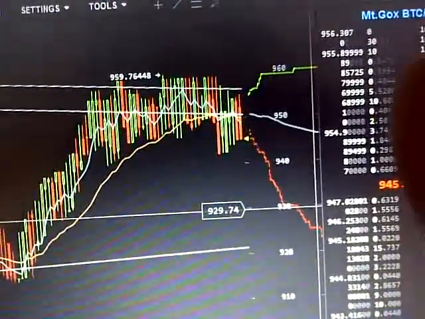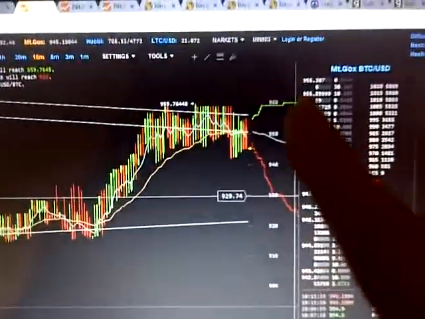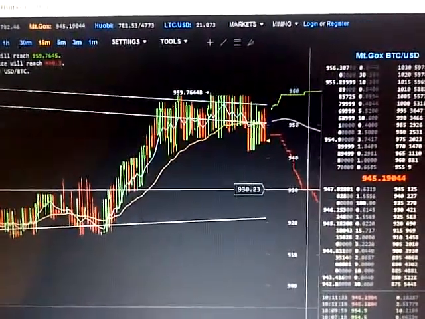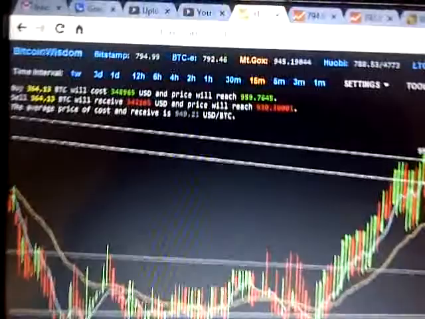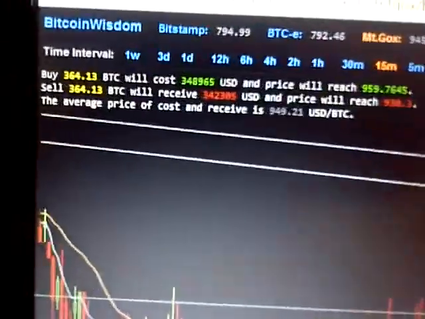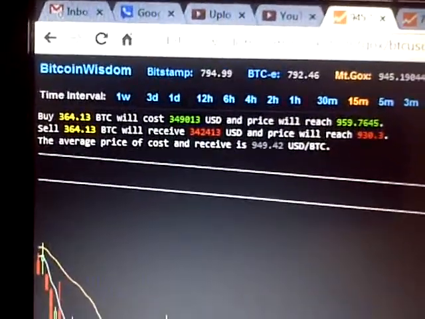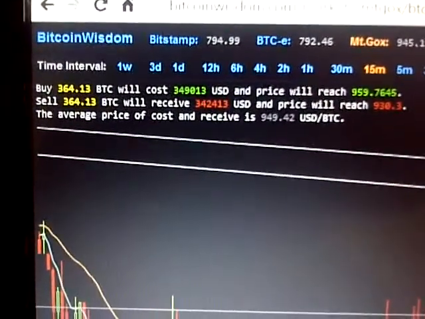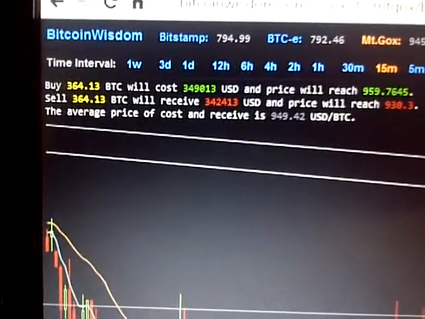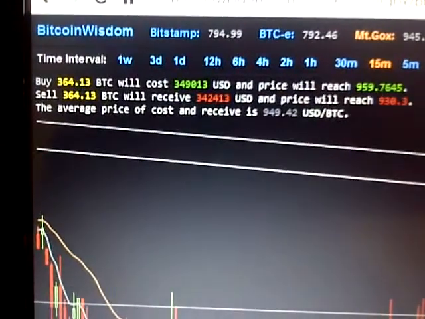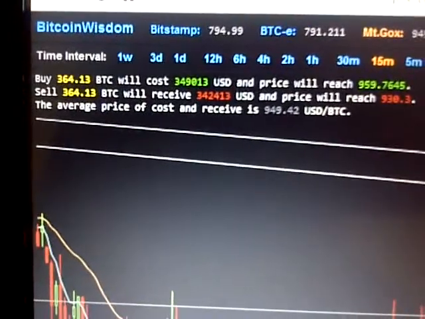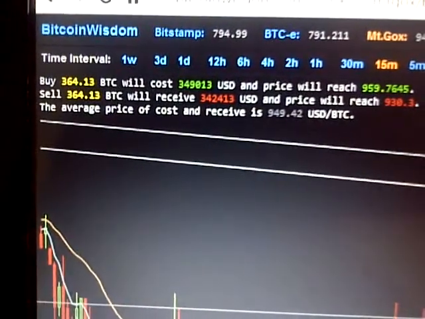If I just put my crosshairs to basically intersect that line, guess what I get? Oh, okay, it's changing now, so I'll put it right here. But guess what I get over here? I get some information, and it tells me how much you need to buy and sell to move at that price. So I would have to buy 364.13 Bitcoin, and that's how much it's going to cost me in US dollars. It's 34. Oh, hold on.